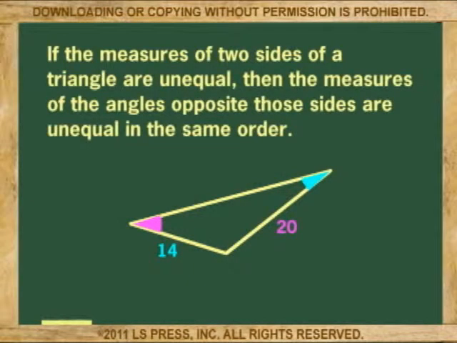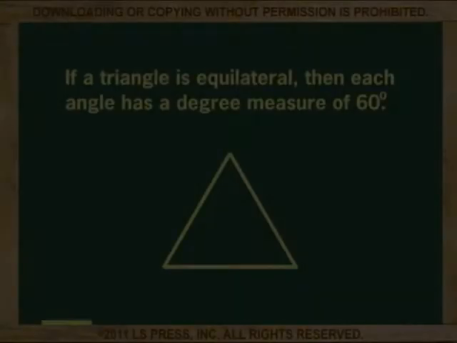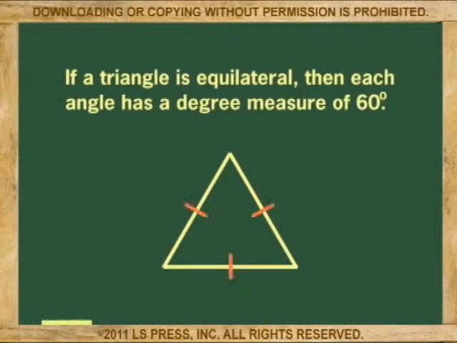If the measures of two sides of a triangle are unequal, then the measures of the angles opposite those sides are unequal in the same order. If a triangle is equilateral, then the triangle is equiangular. If a triangle is equilateral, then each angle has a degree measure of 60 degrees.